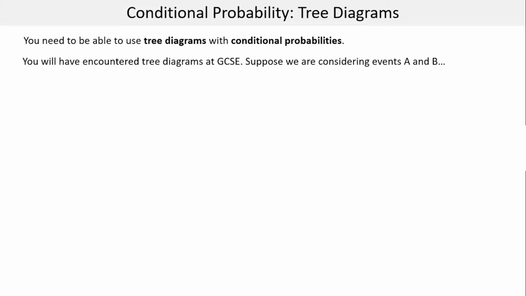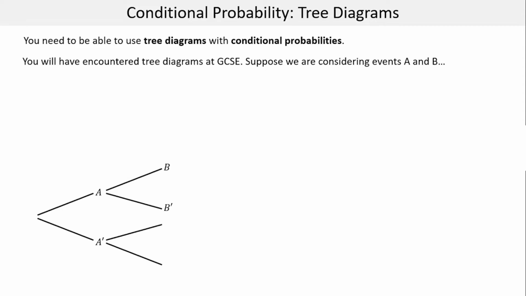So let's consider events A and B. If A was the event that happened first, we either have A occurring or A not occurring. So we can use A and the complement of A. Events should always go at the end of the branches, and probabilities would be on the branches themselves. After event A happens, we can either have event B occurring or event B not occurring. So we'll have B and the complement of B. We also have the same options after event A has not occurred.